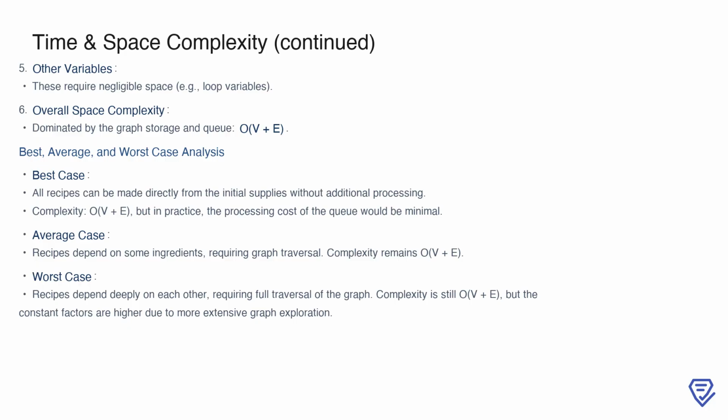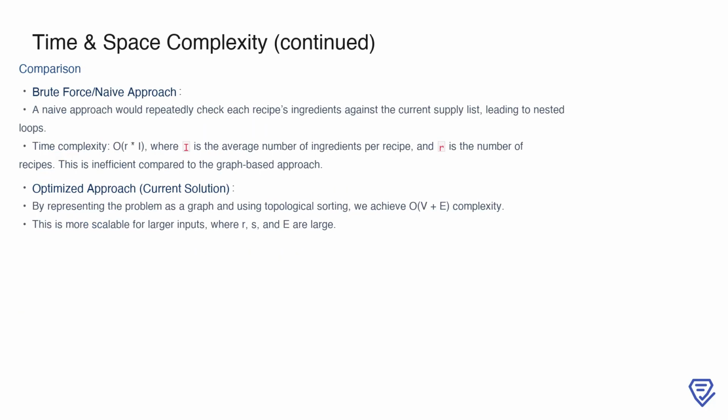Let's compare this graph-based approach to a brute force or naive method. In a naive solution, we might repeatedly check each recipe's ingredients against the current list of supplies. This involves nested loops, where we iterate through all recipes and then through their ingredients. The time complexity of such an approach would be O(R*I), where I is the average number of ingredients per recipe. This becomes highly inefficient as the number of recipes and ingredients grows.